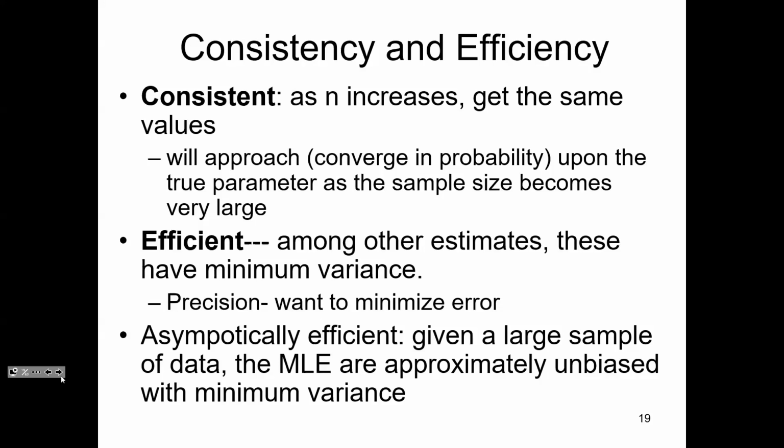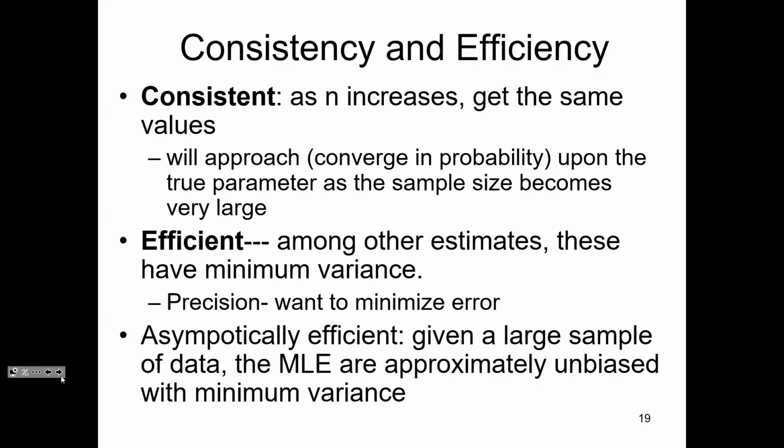But consistent doesn't mean I get the right answer in my small sample. Consistent means in expectation, if I had an infinite sample size, I would get the right answer. Statisticians do that a lot, right? As we go to infinity, asymptotically this and asymptotically that. So that's consistent. As my n increases, I'm going to converge on the true parameter values. Think of consistency as really relating to bias. I'm not going to have biased estimates.